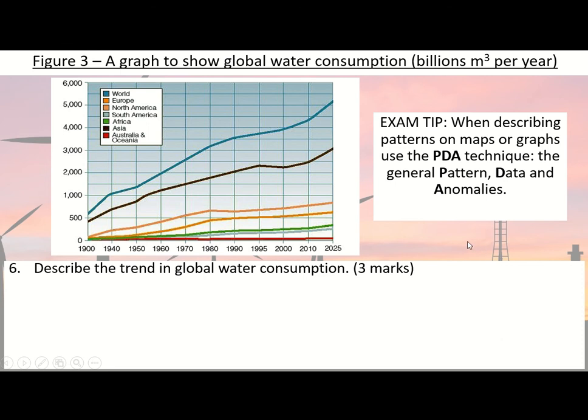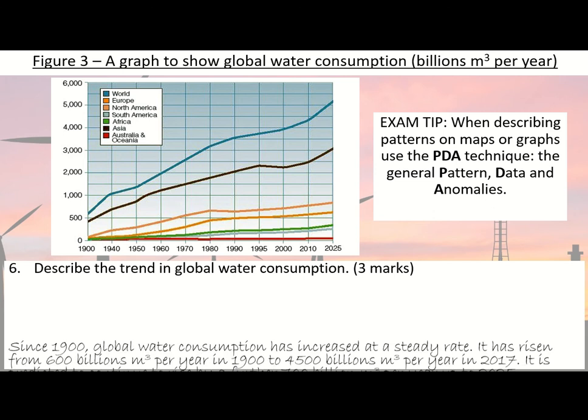You might be required to explain some of these patterns, but at the moment this one just says describe the trend. So pause the screen and have a go using this graph to describe the trend of global water consumption in billions of cubic meters per year. Pause the screen, off you go, and then I'll reveal an answer. Okay, so hopefully you've had a decent stab at this and you've used the PDA technique.